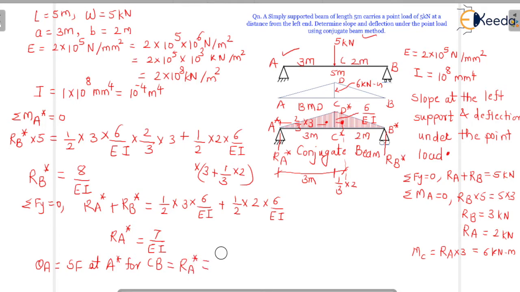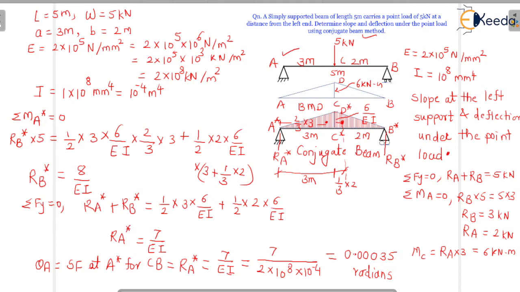So RA star is nothing but 7 by EI. So substitute value of EI. So when you substitute that, 7 divided by 2 into 10 power 8 into 10 power minus 4. When we substitute that, we get 2 into 10 power 8 into 10 power minus 4. So we are getting 0.00035 radians. Okay, so we are done with the slope.